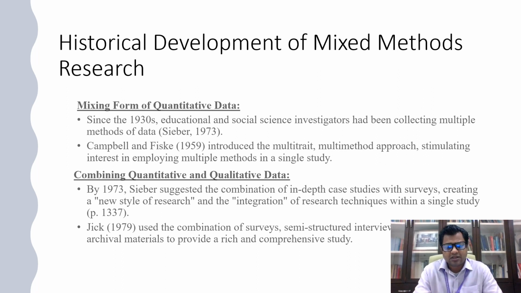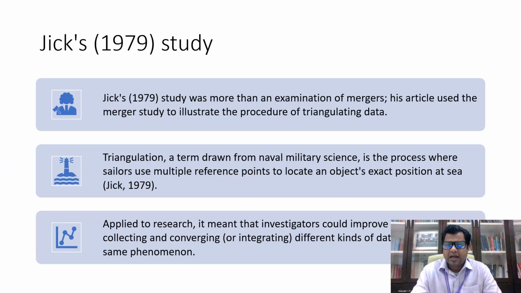In his research, the instruments that he used were from both quantitative and qualitative structures. He used a survey for the quantitative structure, and he used semi-structured interviews, and he found a comprehensive study. If we look a little at Jick's study in 1979, we will find that this study was not only a merger of quantitative and qualitative data. This study also illustrated the procedure of the most important thing that we call the triangulation of the data process.